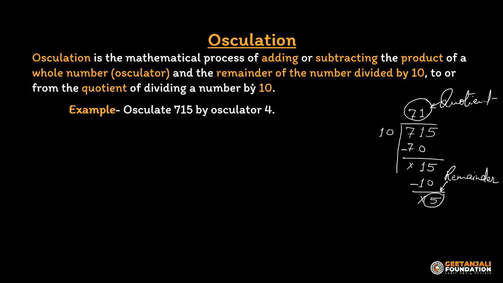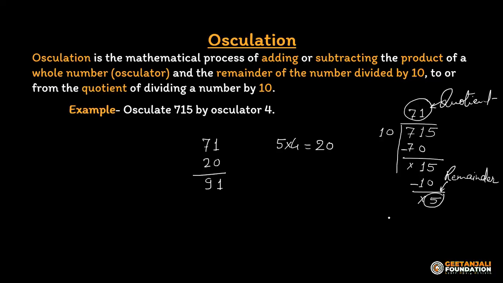So as per the rules, we have to take this quotient separately. The quotient is 71, we have taken this, and this remainder 5 will be multiplied with osculator 4. So 5 fours are 20, and we are adding it. So when we add it, it will be 71 plus 20. You will get 91 as the answer. So you have osculated it once.